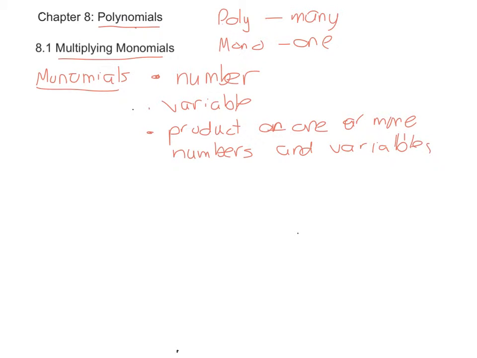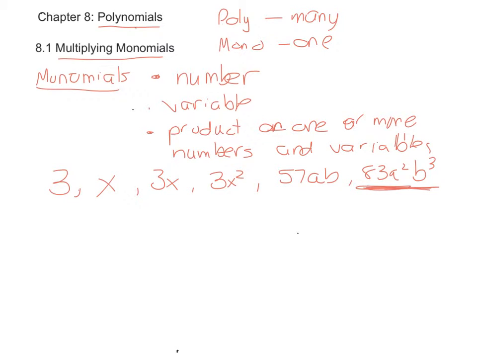It could be a number like the number 3, it could be a variable like x, or it could be 3x, 3 times x, or it could be 3x squared, or 57ab, or 83a squared b to the third. So in this last one, it's just all things being multiplied. When there's more than one thing to be a monomial, they just have to be being multiplied to each other.